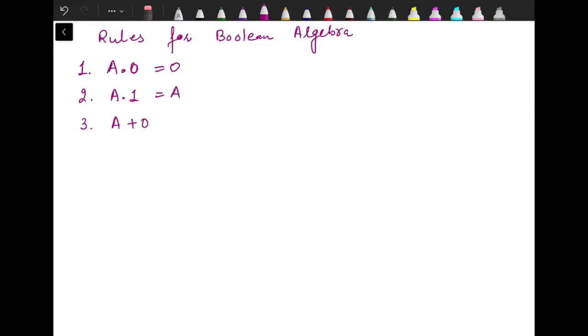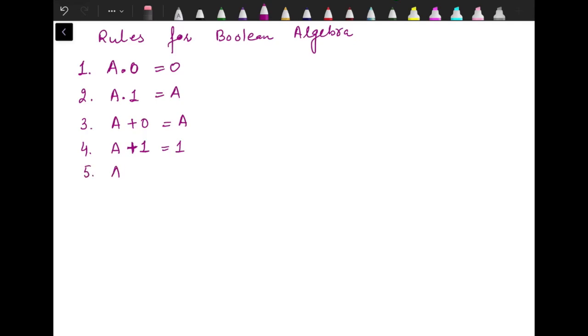Similarly, A or 0 is always A, but if we are having A or 1, then it results in 1 only, because this is an OR operation. OR operation says if either of the inputs is 1, then output is always 1. So since this one is fixed at 1, it will always result in 1. Now this is not the addition, it is the OR operation.